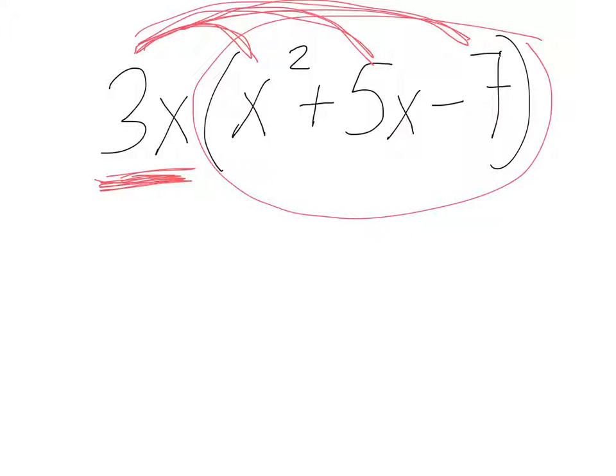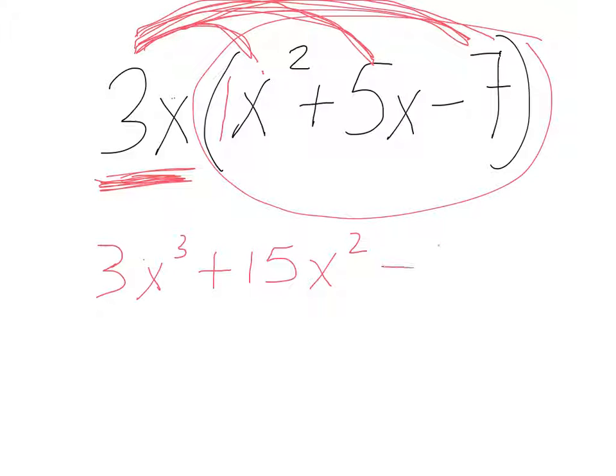So 3x times x squared, there's an imaginary 1 there. So 3 times 1 is 3. X times x squared is x cubed. And then 3x times 5x, that's positive 15x squared. And 3x times negative 7, so negative 21x.